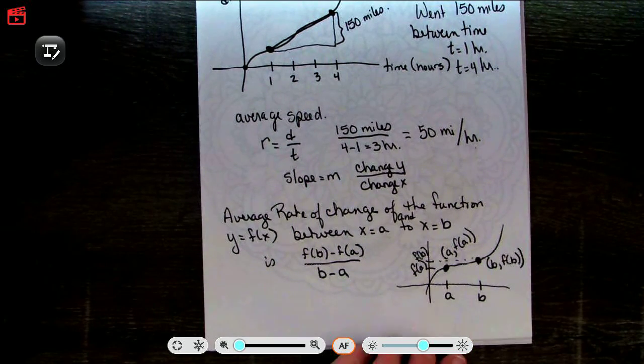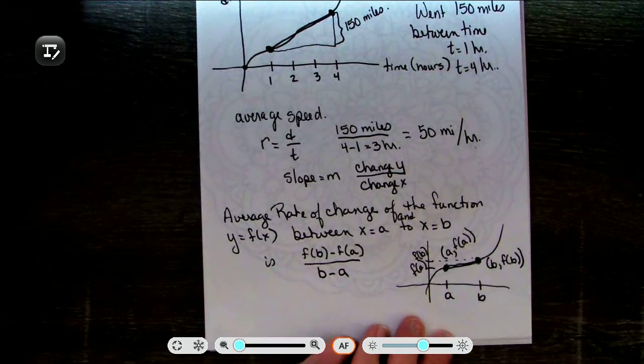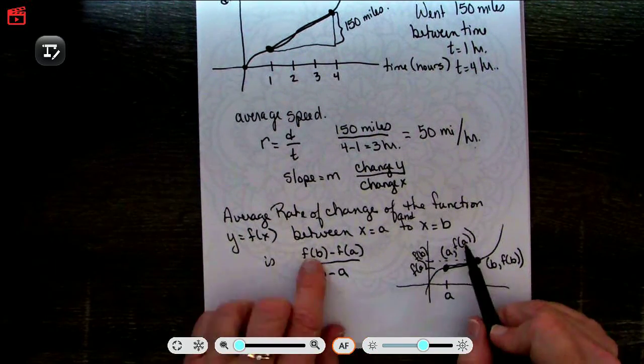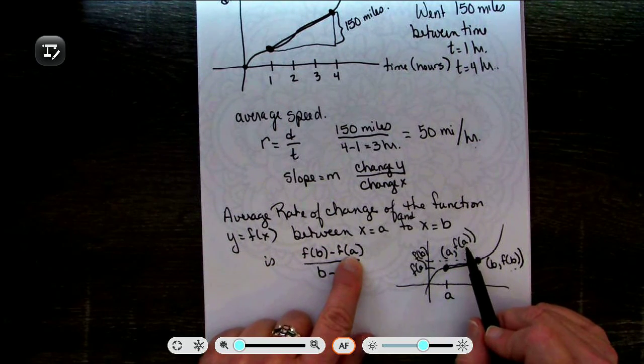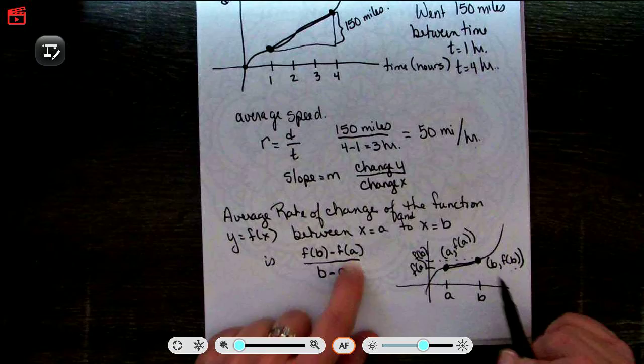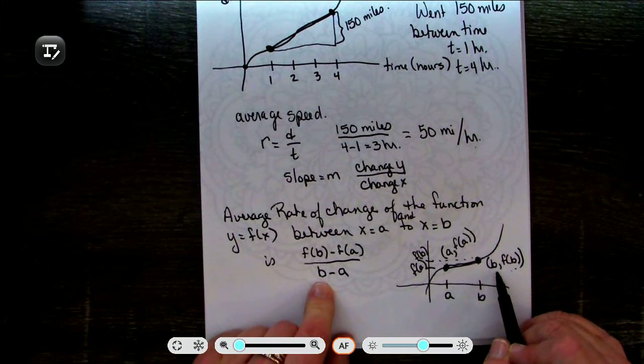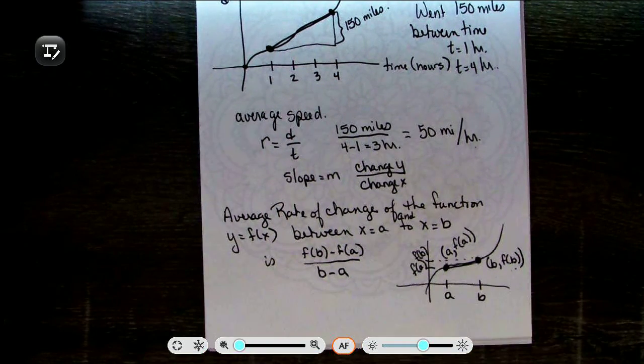Now the average rate of change is the slope of the line that connects the two. So your change in y's, f of b minus f of a, y1 minus y2, or y2 minus y1, over x2 minus x1. So our slope formula.